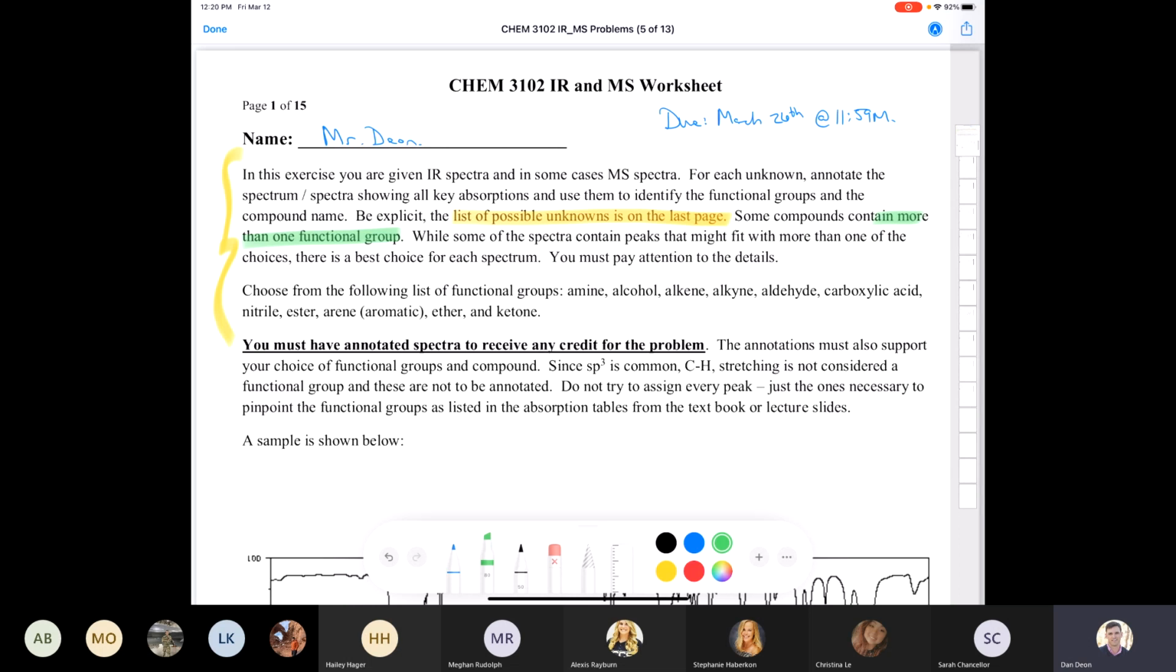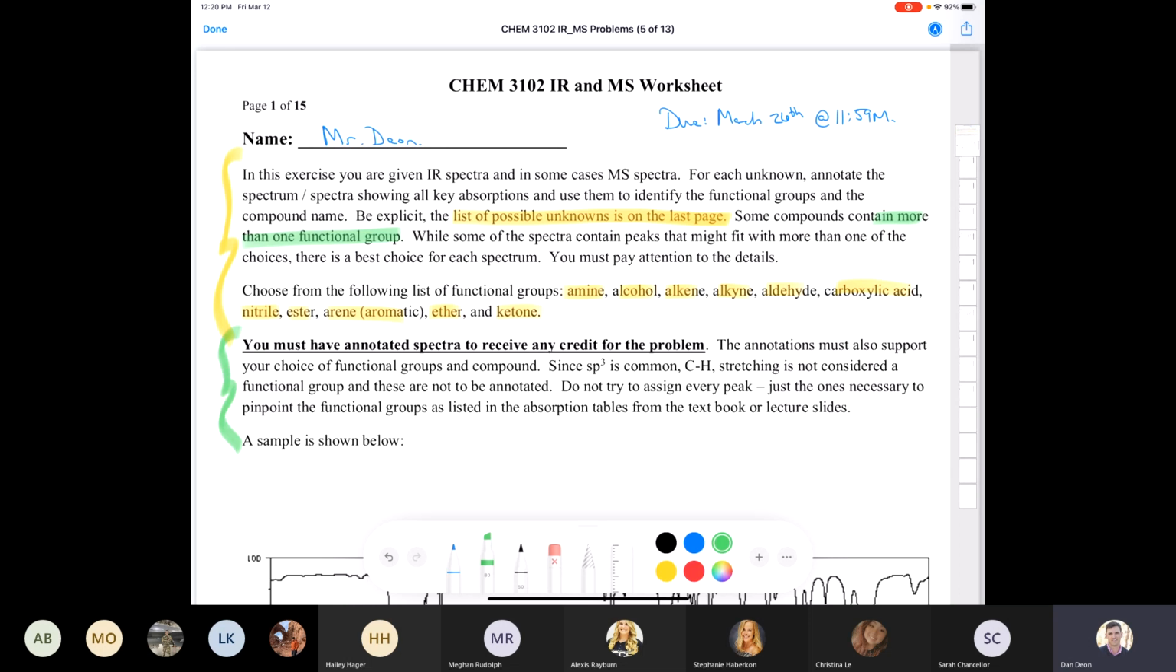It says here that while some of the spectra might fit with more than 1 of the choices, there is a best choice for each spectrum. So you've got to pay attention to the details. We have a whole host of functional groups that can come up: amines, alcohols, alkenes, alkynes, aldehydes, carboxylic acids, nitrile, ester, aromatics, ethers, and ketones. So we have the whole plethora, or the whole gamut, of functional groups.